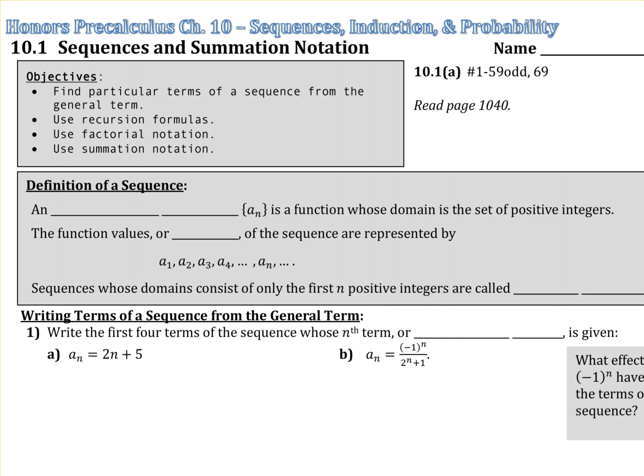Alright, so this is the video on 10.1. Basically, we get introduced to sequences and sums in this section. If you wanted to, you could read a little bit at the start of 10.1, just to get an idea of things.